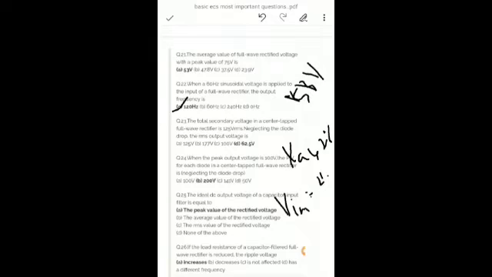In total secondary voltage, we know that there are two types of full wave rectifier: center tapped full wave rectifier and bridge full wave rectifier. It is saying 125 VRMS. The RMS output voltage will be VRMS by 2. Then the answer will come out as 62.5 volt. Now moving towards the next question.